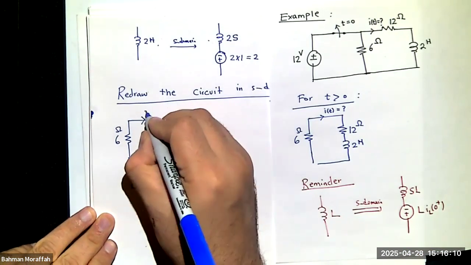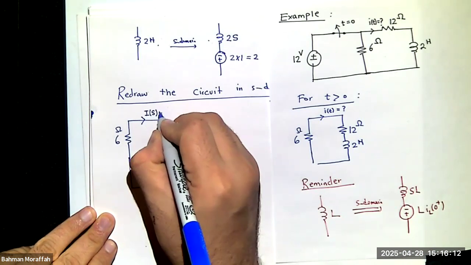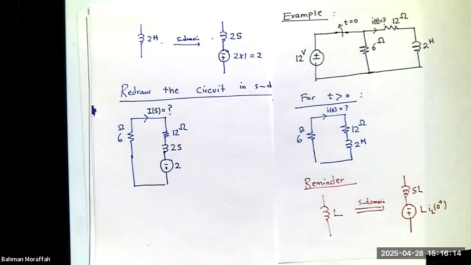And the question is, what is this I of S? Is that clear how I drew this circuit in S domain? I replaced every element by its S equation. Now, I know exactly how to analyze this. I treat every single element I have as a resistor.